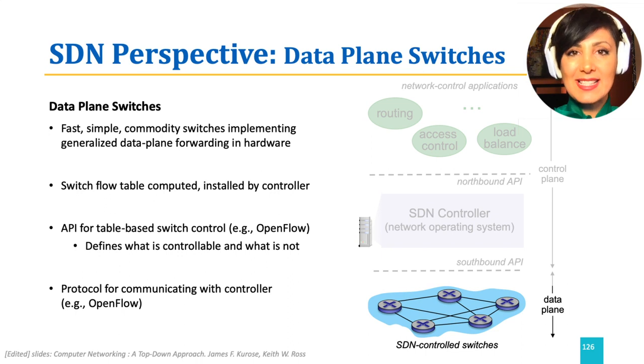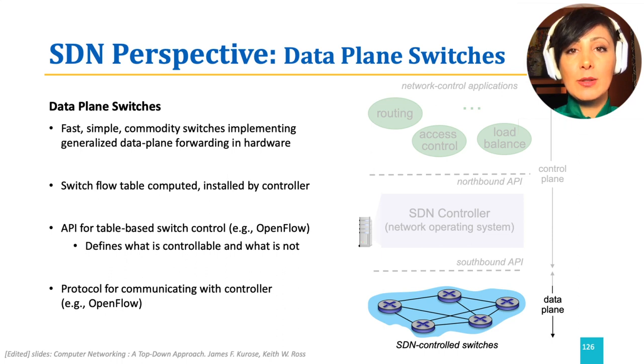In that sense, SDN can be divided into three components: data plane switches, SDN Controller, and network control applications. Therefore, the SDN control plane spans over two components: the SDN Controller and the SDN network control applications. The data plane switches are simple commodity switches implementing generalized data plane forwarding in hardware.